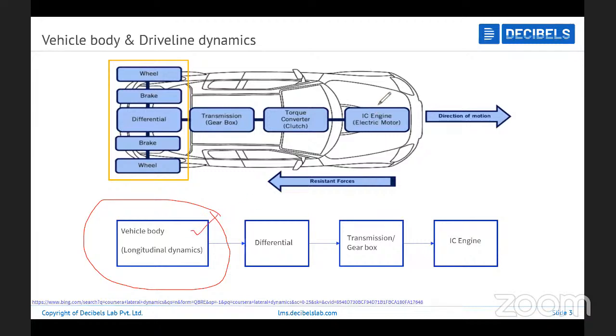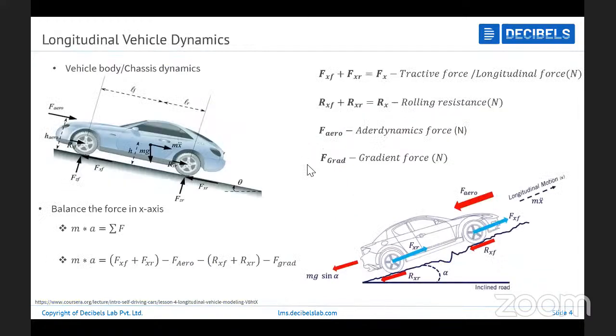That is nothing but your longitudinal dynamics. I'll go to that particular slide. Here you can see vehicle body and chassis. We are assigning some resistive forces against your vehicle motion. If your vehicle is moving in this direction, these are the forces. For now, F aero is your aerodynamic force, then the rolling resistance, and then the grade force, which is because of elevation or inclination. These are the resistive forces acting against your vehicle motion.